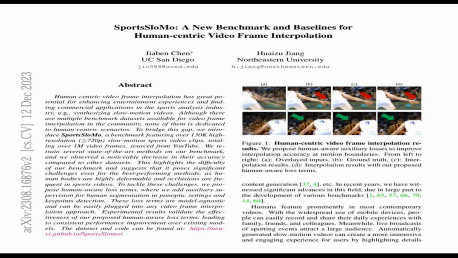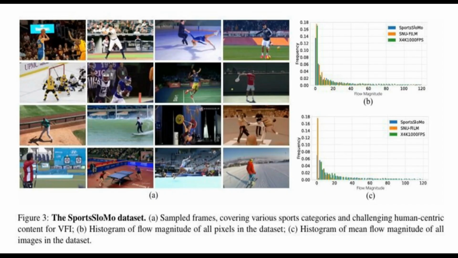Most existing AI-based frame interpolation models struggle when it comes to human motion, as body shapes are highly deformable and occlusions are frequent. This is where SportsSloMo steps in, a brand new benchmark that offers over 130K high-resolution sports video clips containing 1 million frames sourced from YouTube. Unlike conventional datasets, this one is built specifically for human-centric scenarios, making it ideal for training AI models to predict missing frames with greater accuracy.